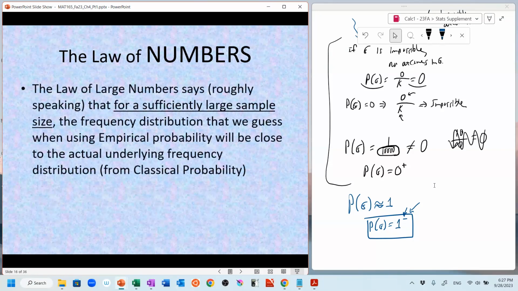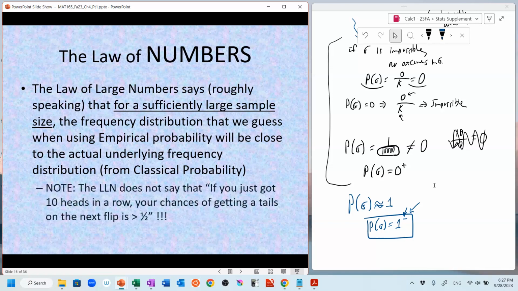So the law of large numbers, roughly speaking, says that for a sufficiently large sample size, the frequency distribution we get when using empirical probability, when taking the sample, putting it into a frequency distribution, and estimating the probability that way for each of the classes, will be close to the actual underlying probability of each of those classes from classical probability. So if I construct a relative frequency distribution based on a sample, those percentages should be estimates of the probability of each of those classes under classical probability.